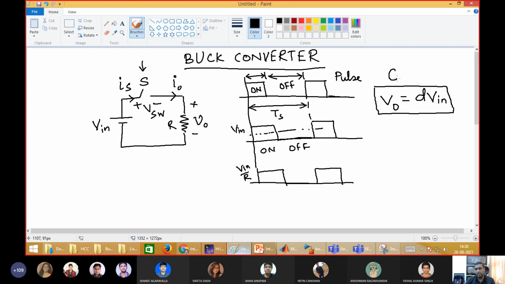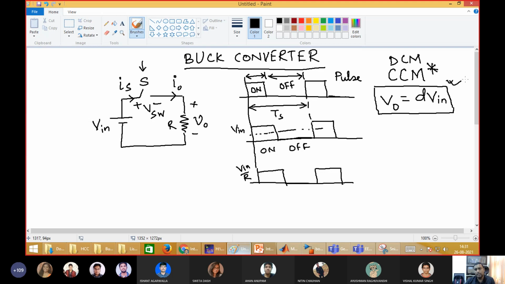Always remember this is valid only in CCM, continuous conduction mode. This is very important. It is always valid only for CCM. If it is DCM, it is not valid. Continuous conduction mode means I have not put any inductor here now, but I will. But this is valid only for continuous conduction mode, where the inductor current never goes to zero. I will explain this.